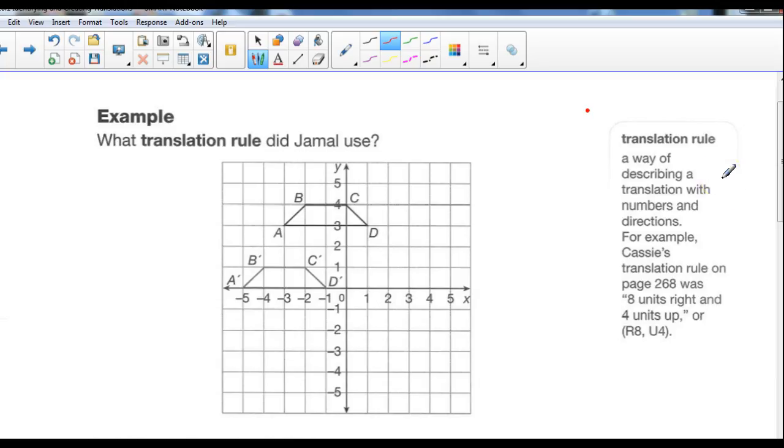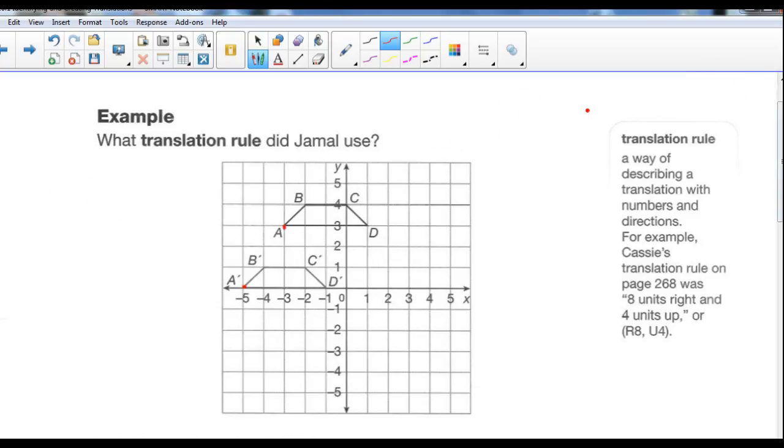Example: what translation rule did Jamal use? Okay, so here is A, and here is A prime. All we need to do is pick one point right here and find out when it moved from A to A prime, what was the translation? Well, it looked like it moved 1, 2, 3 units down and 1, 2 across. Okay, so we'll start with the x coordinate. It moved 1, 2 units.